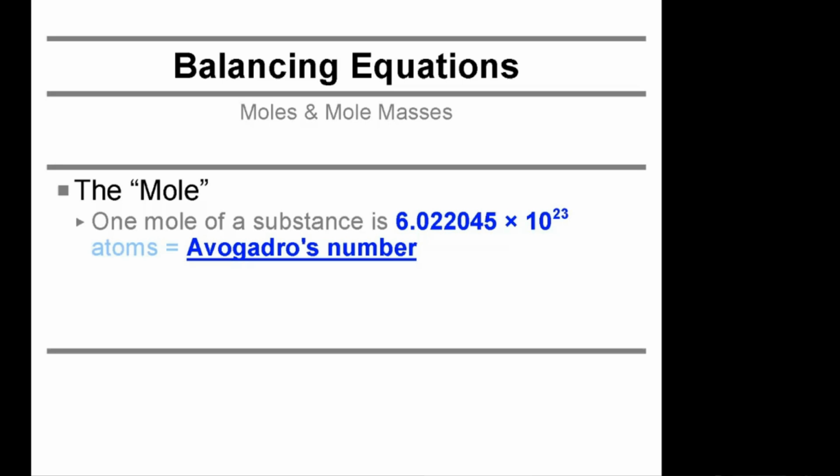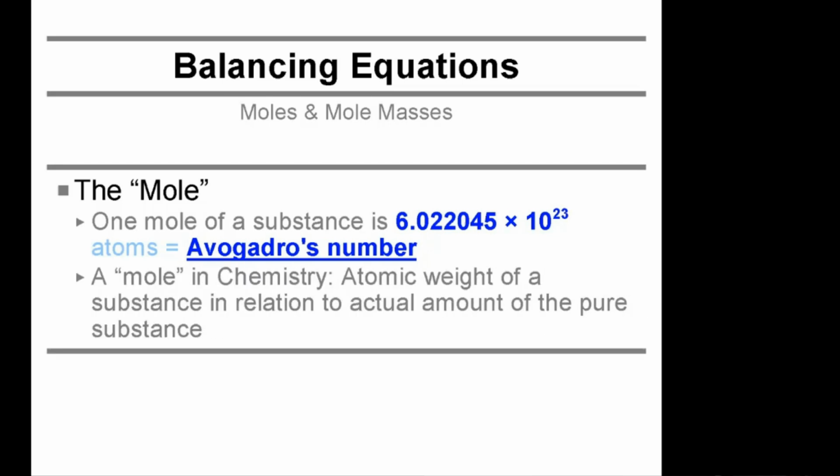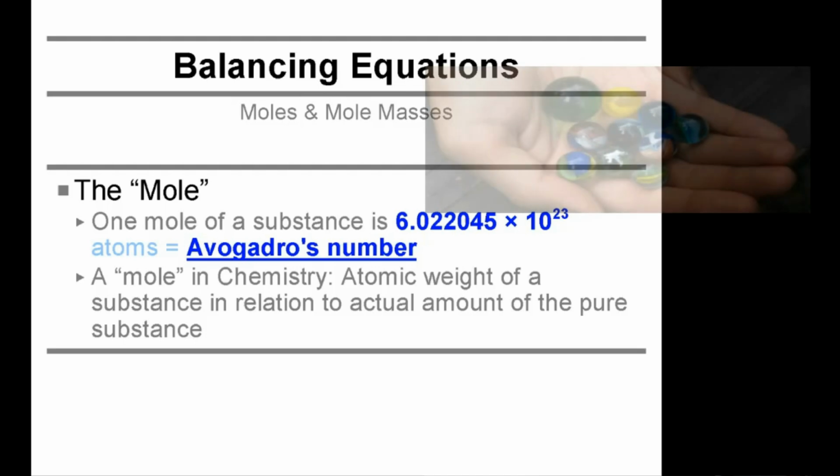Do you need to remember this and write it down? You can. We don't do much with it. It just tells you that we have figured out what a mole of a substance is supposed to be, right? So a mole in chemistry is the atomic weight of a substance in relation to the actual amount of the pure substance.